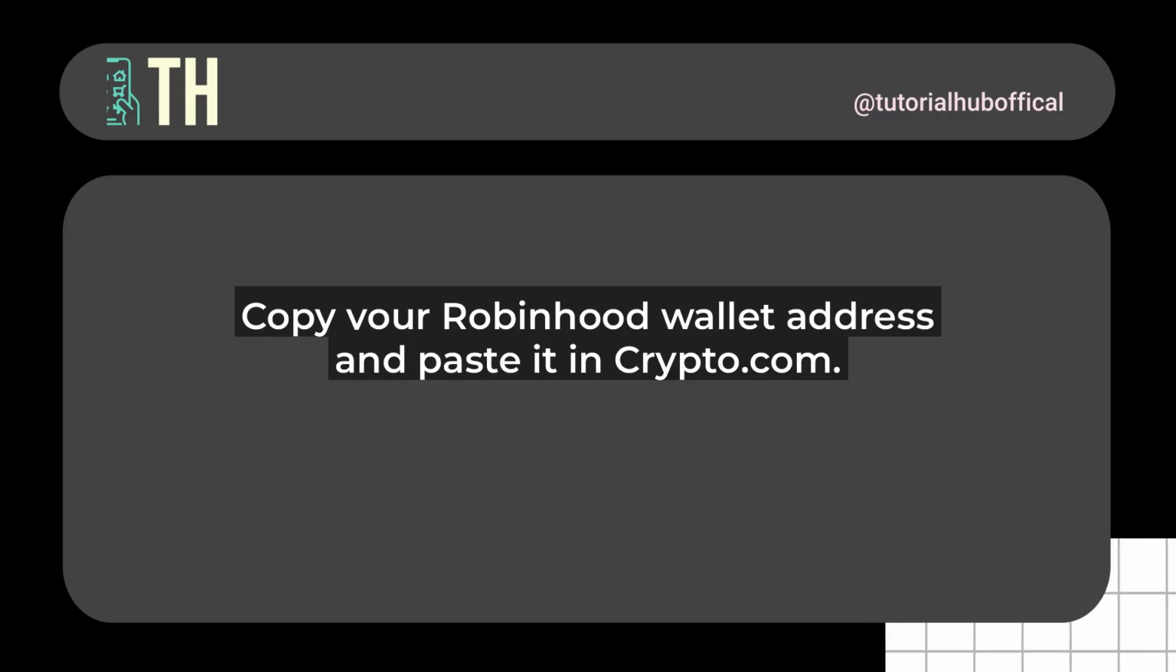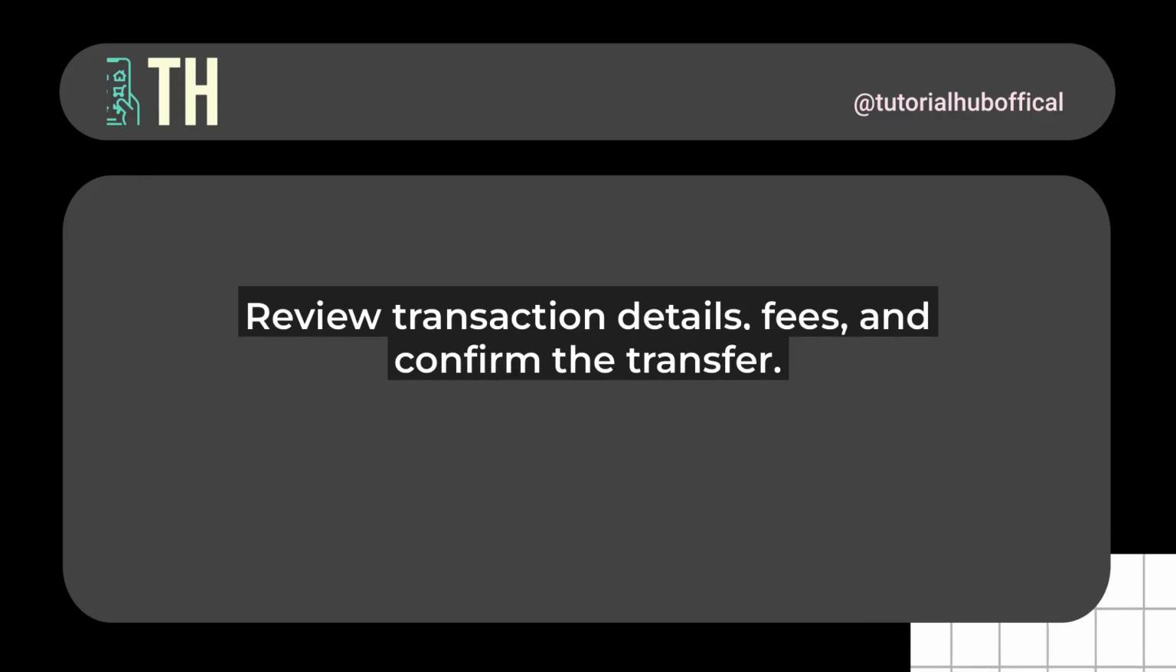Step 4. Back in Crypto.com, paste the Robinhood wallet address into the withdrawal field. Review the details, including fees and estimated arrival time, then confirm the transaction. You'll get a confirmation notification once it's sent.